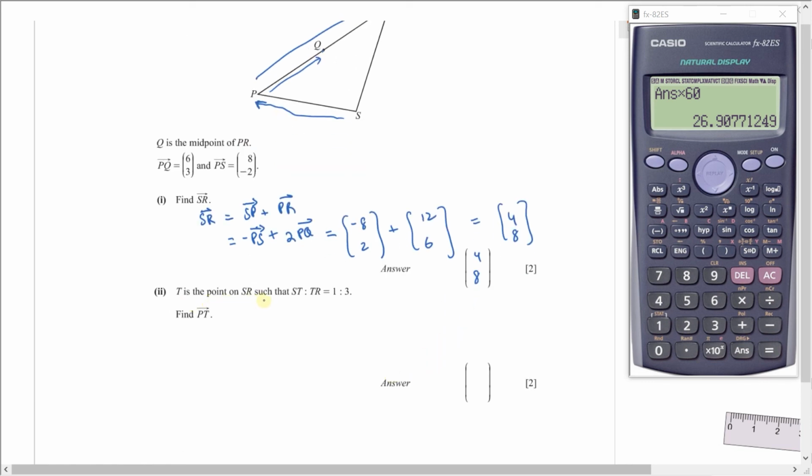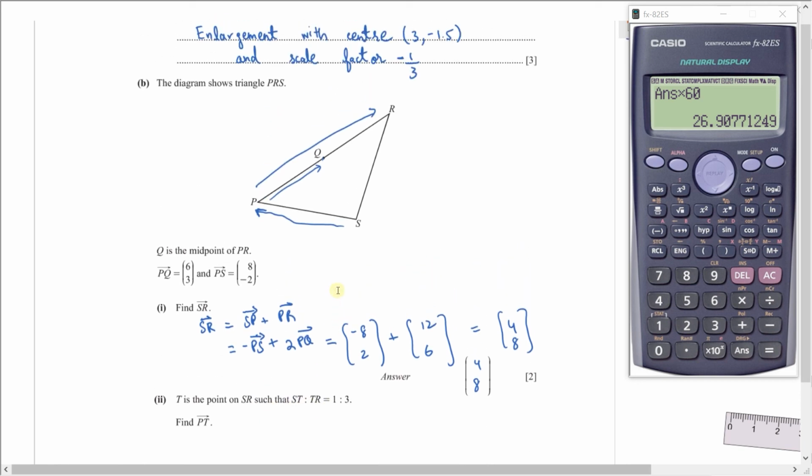T is the point on SR such that ST:TR is 1:3. So T is some point here such that ST is 1 and TR is 3. So ST is 1, TR is 3, which means this full length would be 4 if this is 1:3. So the ratio for this full length will be 4.